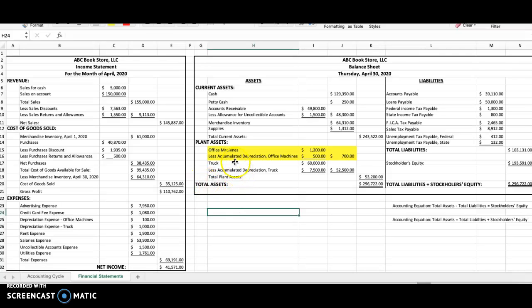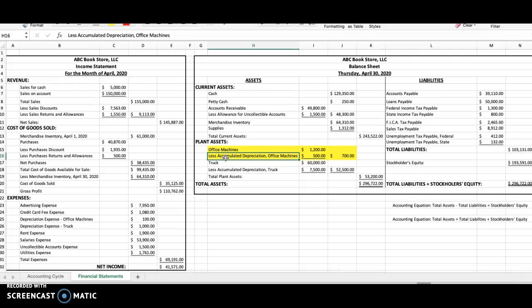So this will show us that we have office machines in our business valued at $1,200. The $1,200 indicates the amount that we paid for the office machines at the beginning. Accumulated depreciation, as you remember, hopefully, indicates the amount of money that we estimate these office machines have worn out to this point. So up till now, these office machines have depreciated by an amount of $500. And when you subtract 500 from 1200, we have the net value right now of the office machines.